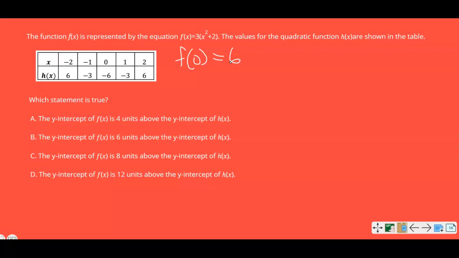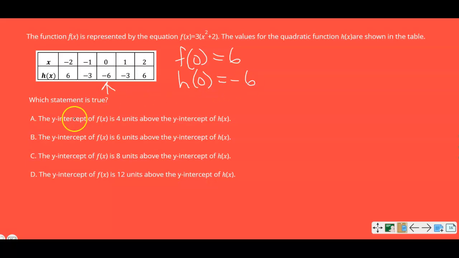All right, if you look at h of x, it already gives you a point for your y-intercept. So it gives you h of 0 equals negative 6. So you can see that is a difference of 12 units.